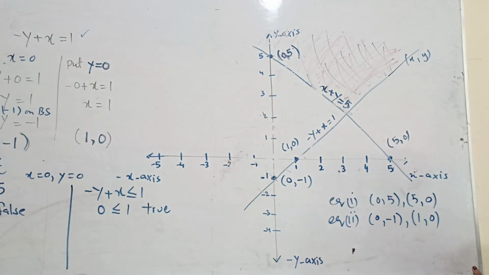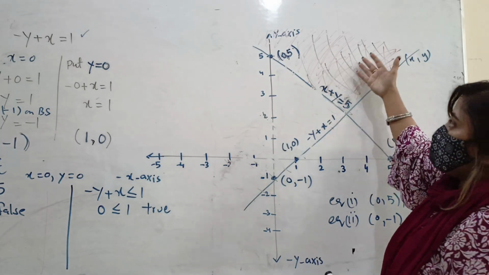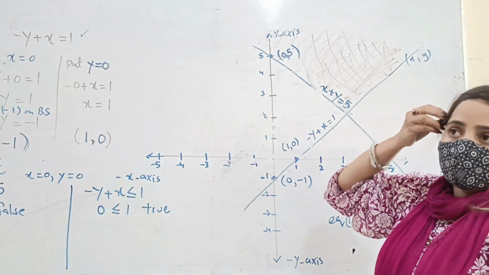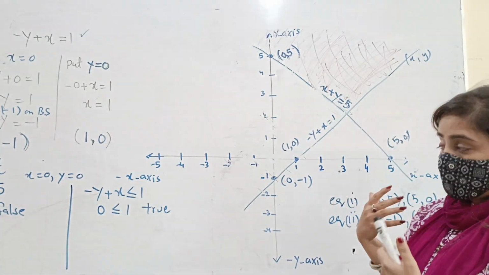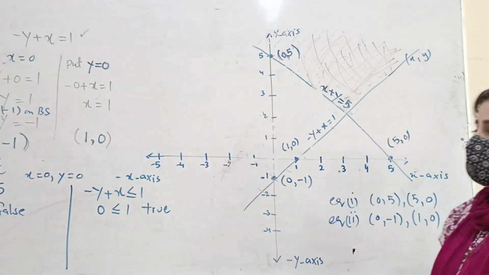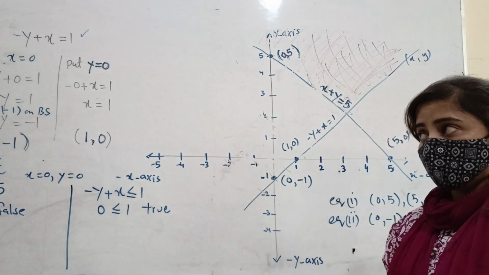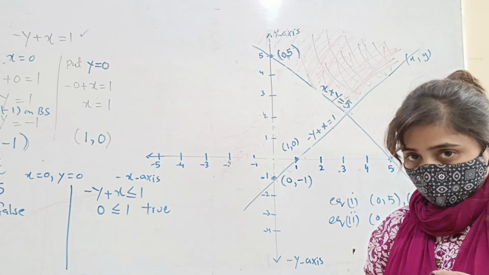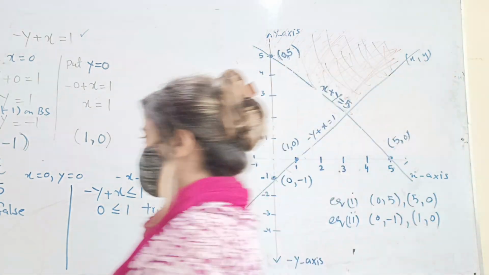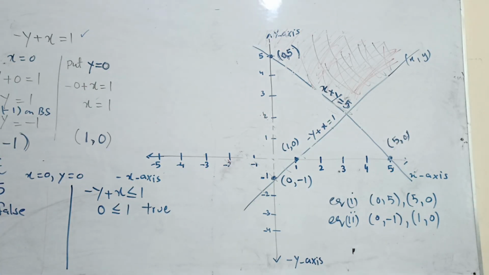Afterward, I have already shaded, but I will tell you how I did this. For it we have to put the x and y values 0 in the inequalities. So these are the inequalities.